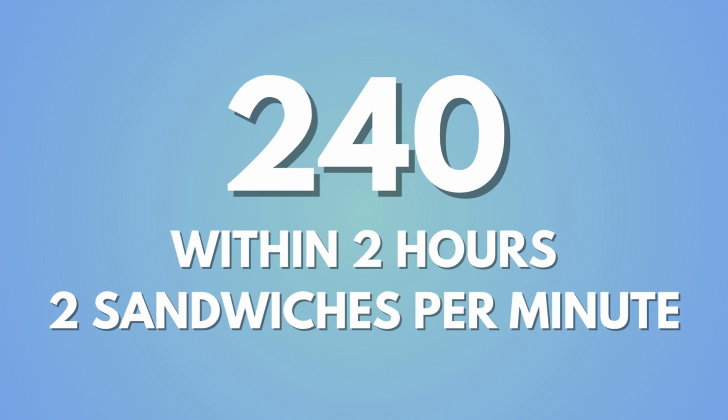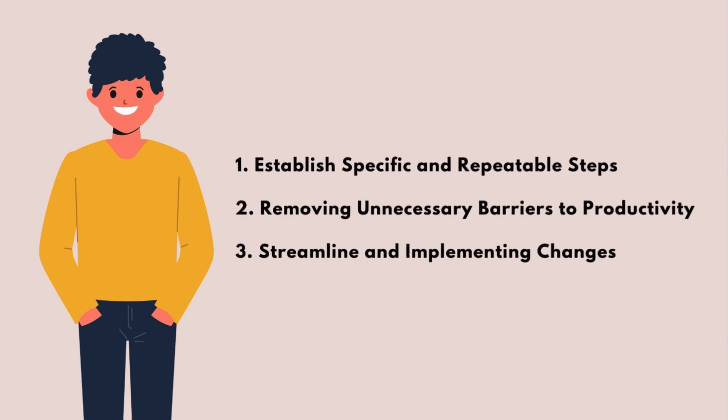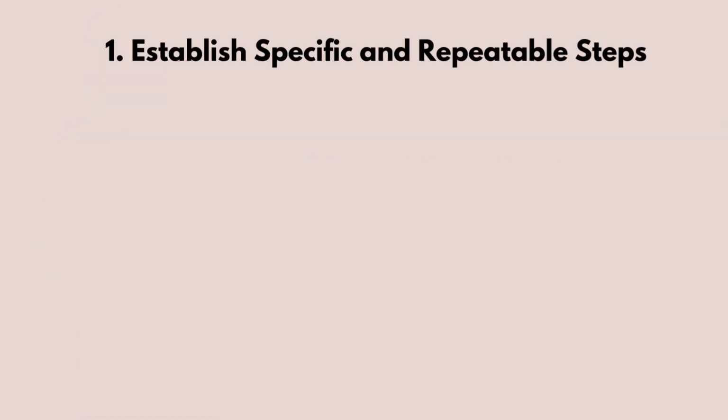Let's help Joy train her new employee, named Michael. By applying these 3 steps, this will lead to making enough sandwiches on time, while preserving the quality Joy's bakery is known for. 1. Establish specific and repeatable steps. Joy must teach her new employee Michael the steps to make the sandwich.